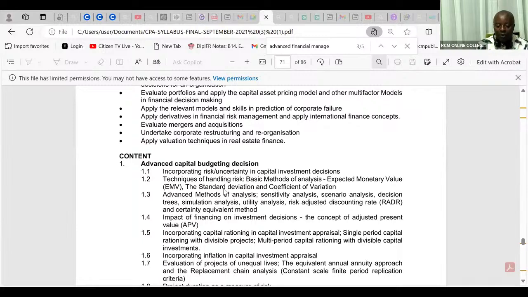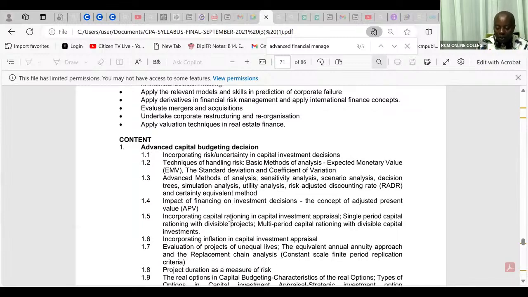Expected monetary value, how we measure risks using standard deviation and coefficient of variation. Advanced methods of analysis: sensitivity analysis, scenario analysis, decision tree, simulation analysis, utility analysis. All these are very big, very good. Impact of financing on investment decisions, the concept of adjusted present value.